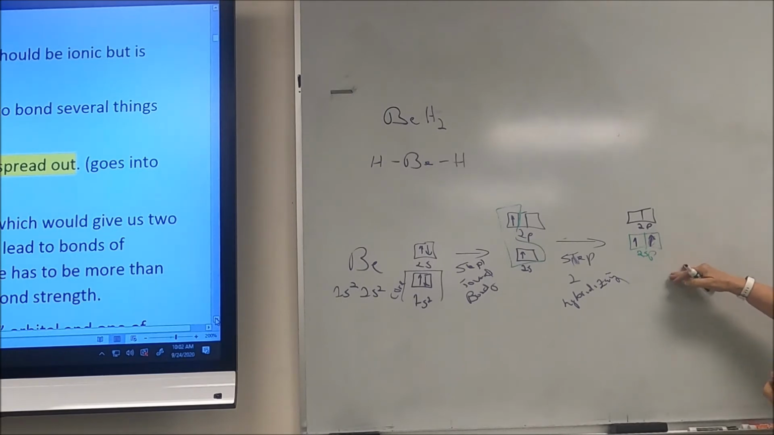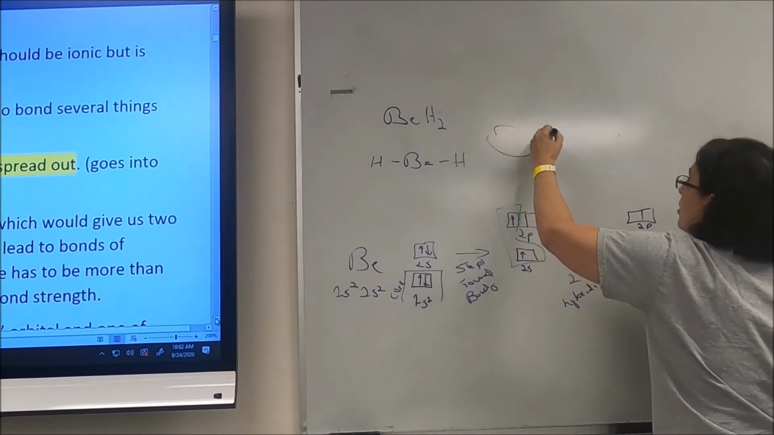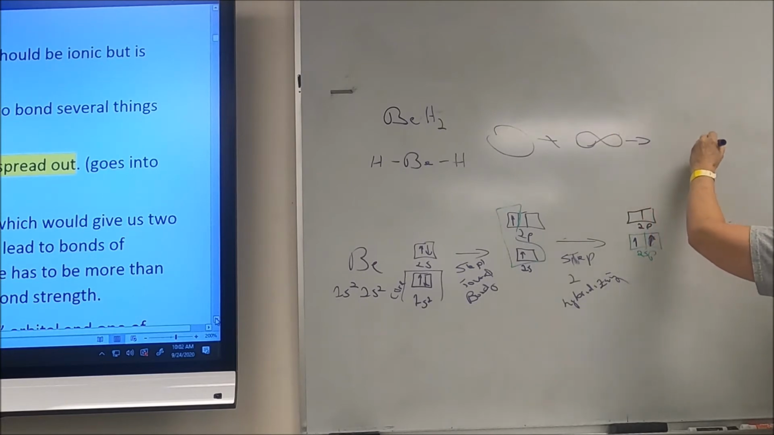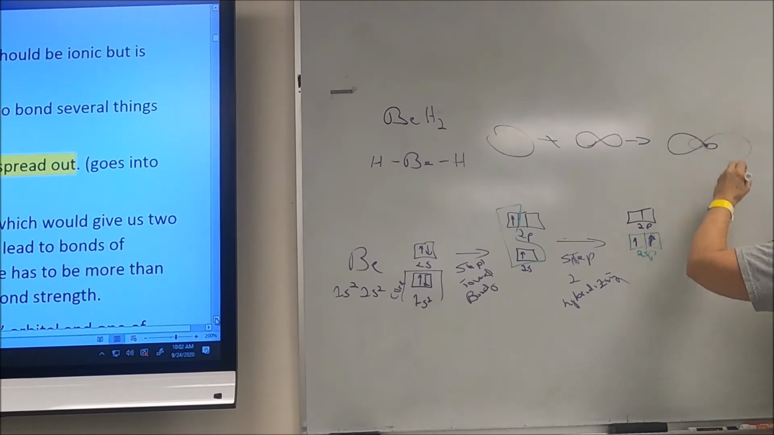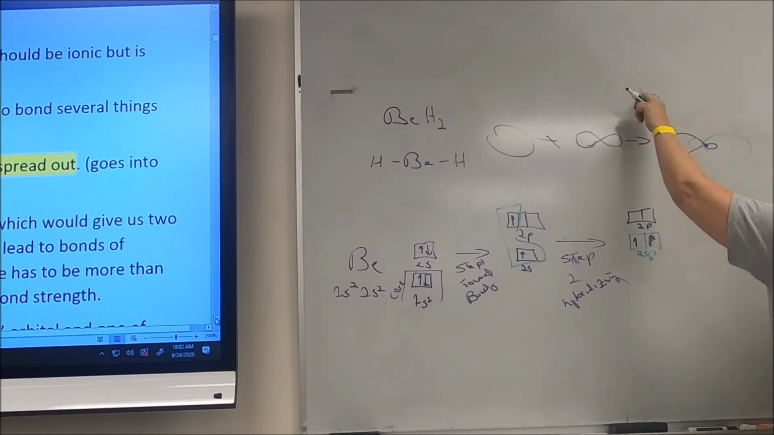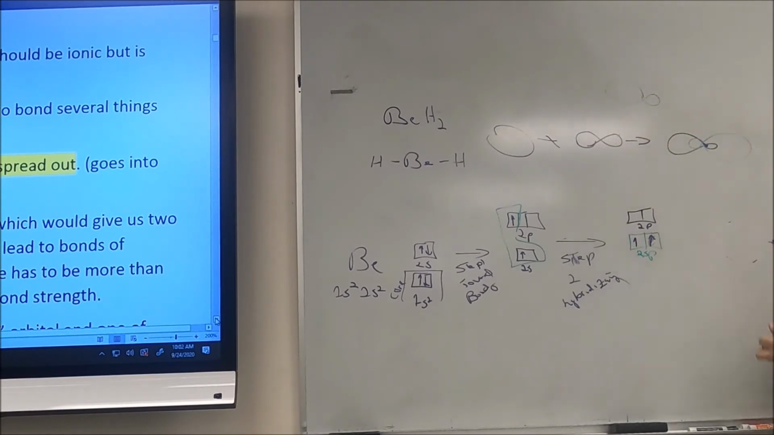Okay? So when beryllium, when I take an s orbital and I blend it together with a p orbital, what we get when they do the math is two orbitals that look like this, a big fat lobe and a little lobe, and they're 180 degrees apart from each other.